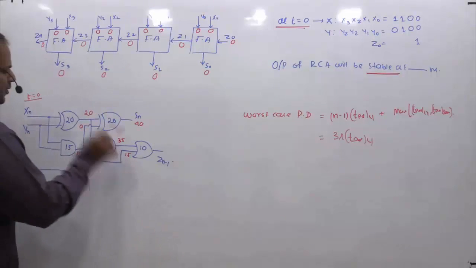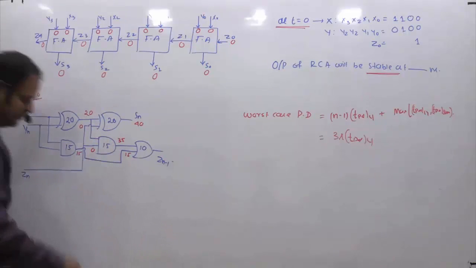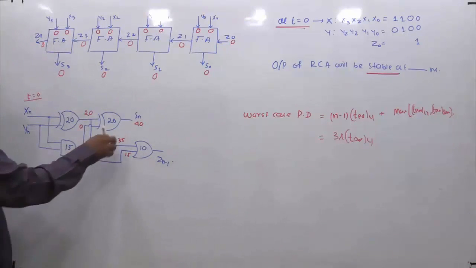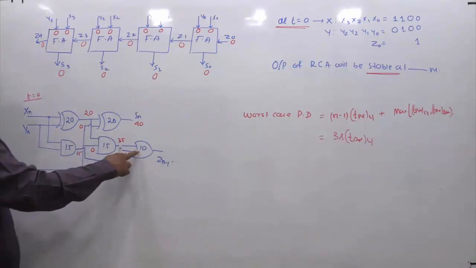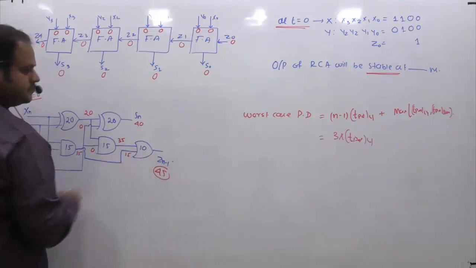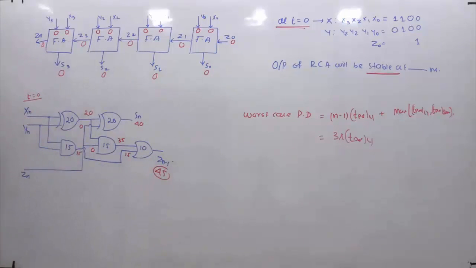So you are getting this input at 35 and you are getting this input at 15. At what time are both inputs available? 35. So at 35 both inputs are available, its own delay is 10. So 35 plus 10, this is your 45. This is the way to calculate the delay from a given circuit.